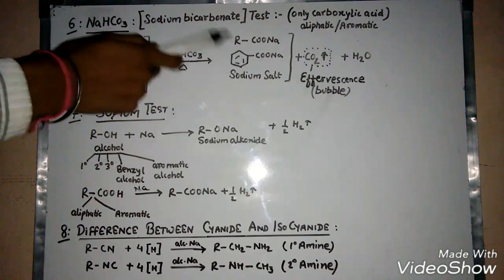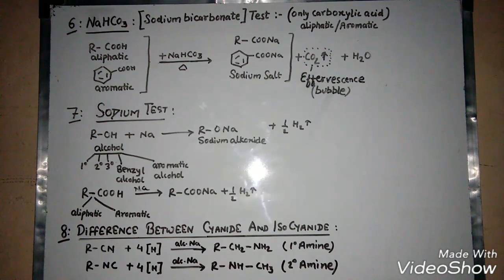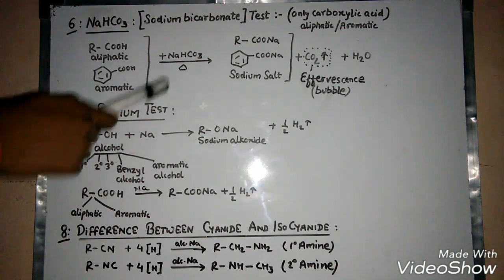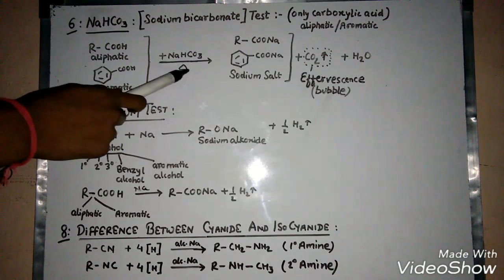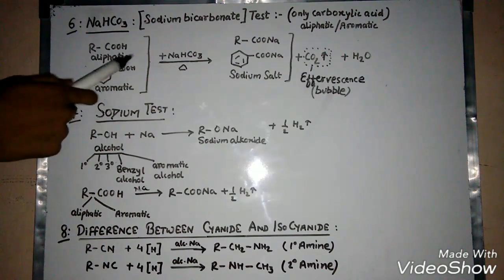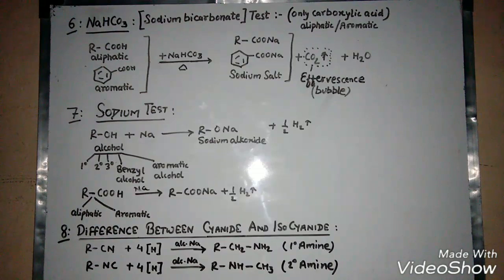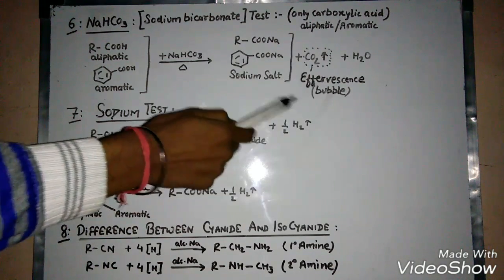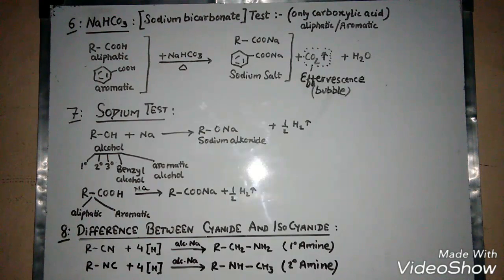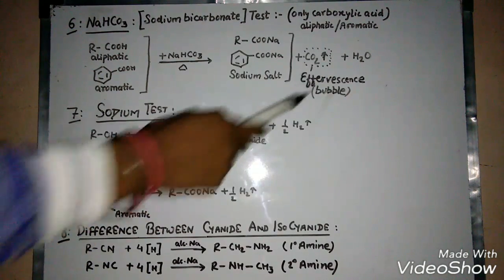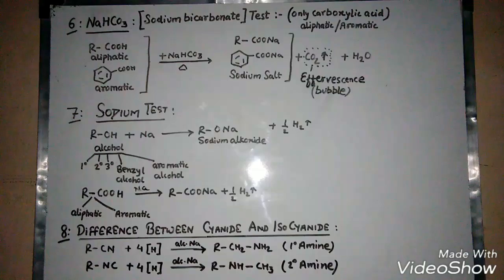Sixth test is the sodium bicarbonate test. All the carboxylic acids, whether they are aliphatic or aromatic, give the NaHCO3 test. When an aliphatic or aromatic acid is treated with NaHCO3, it gets converted into the corresponding sodium salt with the evolution of effervescence of CO2 gas and a water molecule. This effervescence indicates that these compounds give the sodium bicarbonate test.